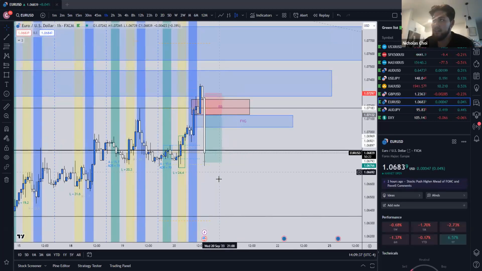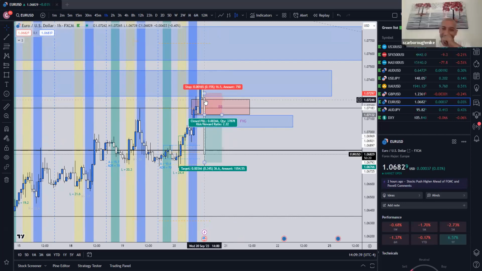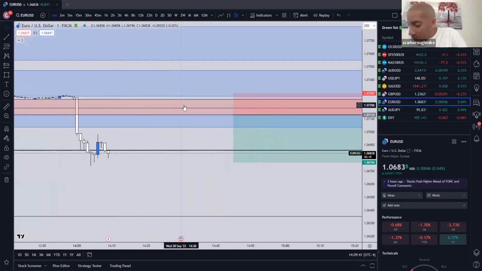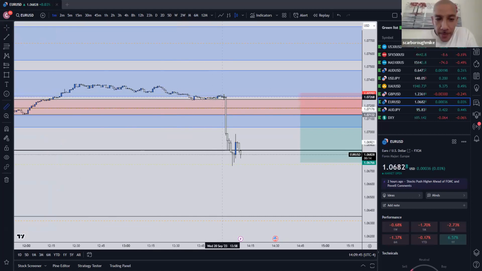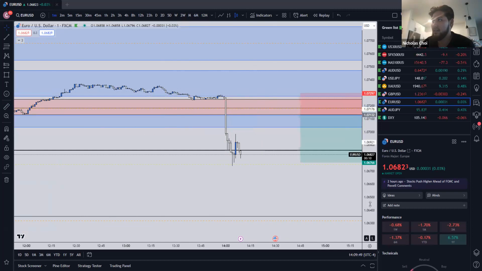Man, I didn't even see that move down happen just now. I was like, what the? Yeah, that was right at 2 o'clock. Look at this on the 1 minute time frame. And that's a 30 pip candle.